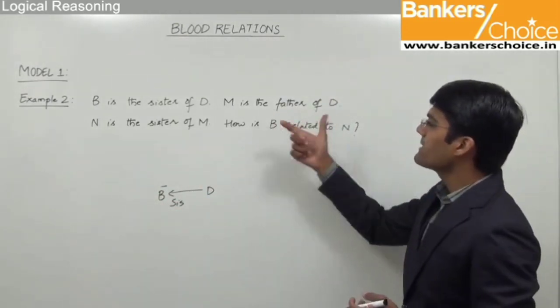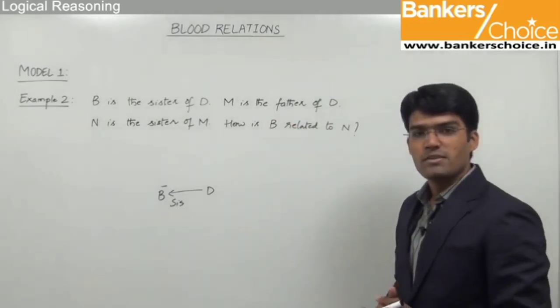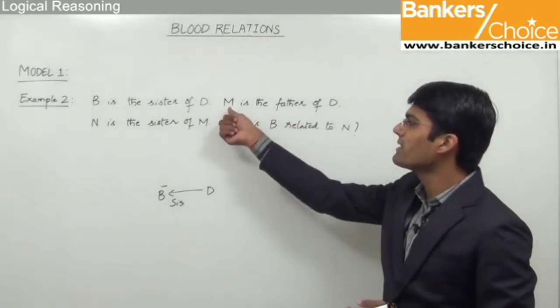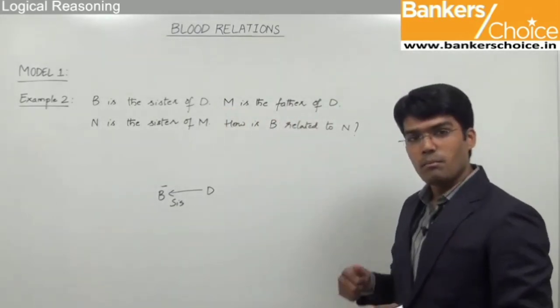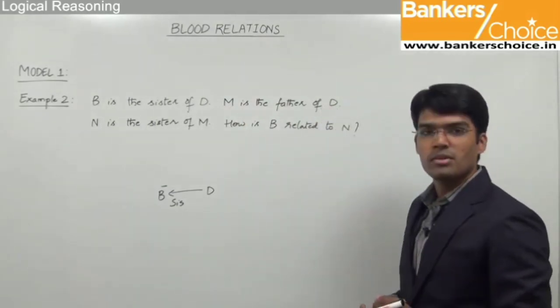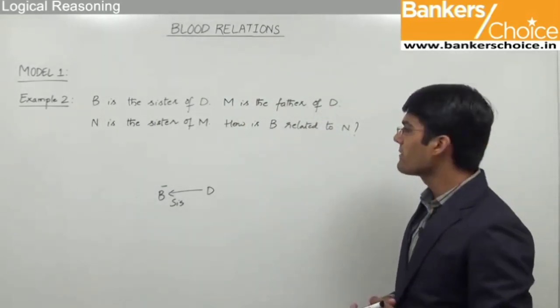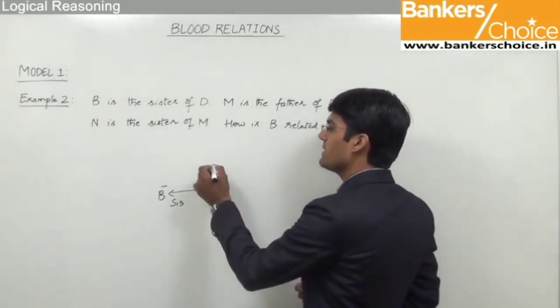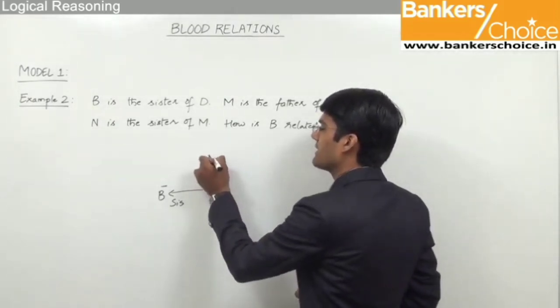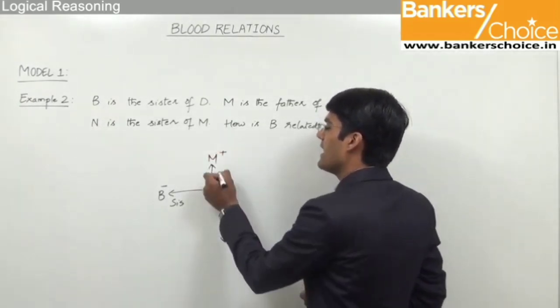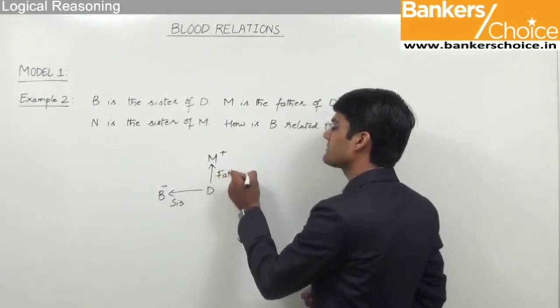The next statement is M is the father of D. So very clearly M is a male person as he is the father of D. But still we have no idea about the gender of D. D can be a male child or a female child of M. But we can represent the given relation as shown here. So M with a plus sign, and he is the father of D.